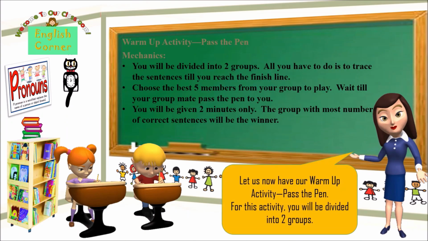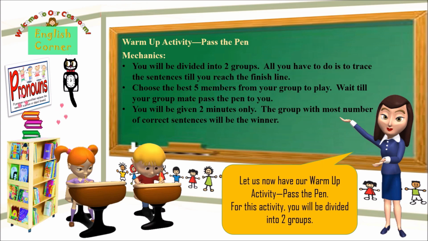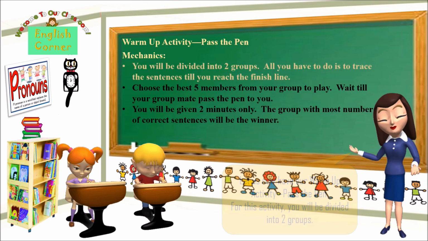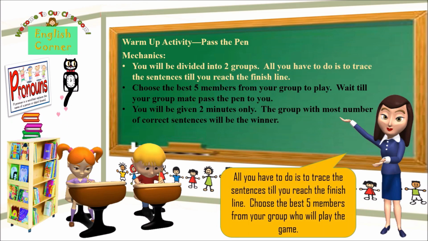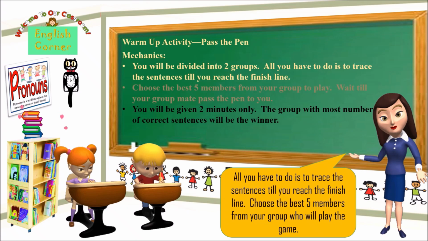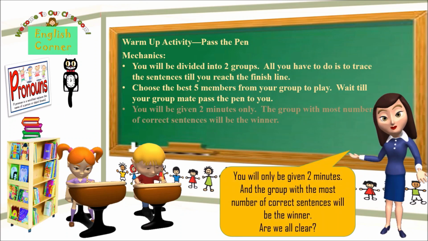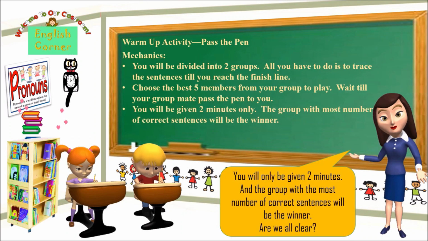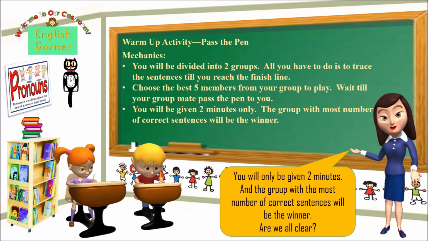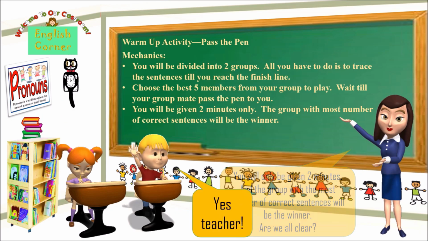Let us now have our warm-up activity. It is called Pass the Pen. For this activity, you will be divided into two groups. All you have to do is to trace the sentences till you reach the finish line. Choose the best 5 members from your group who will play the game. You will only be given 2 minutes for this activity, and the group with the most number of correct sentences will be the winner of the game. Are we all clear? Yes, teacher.